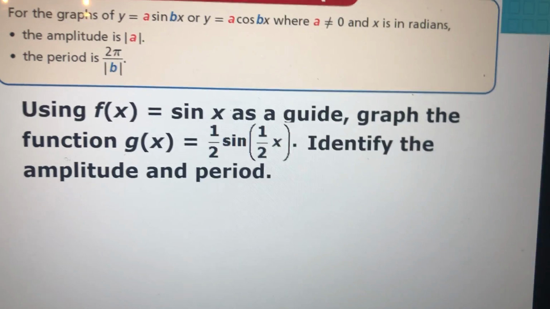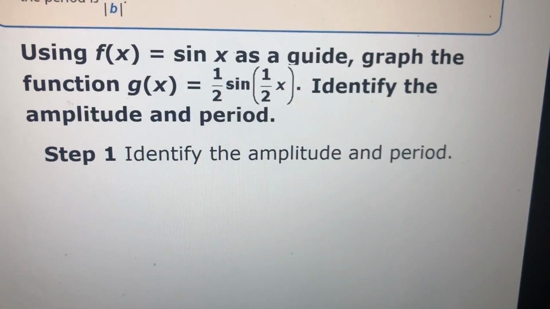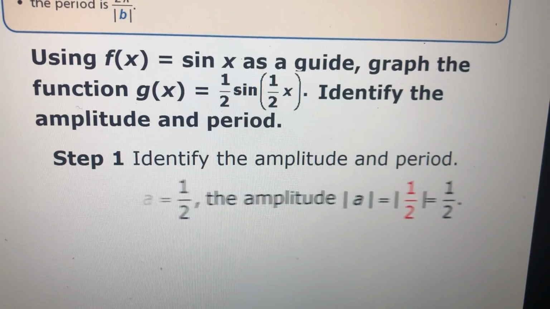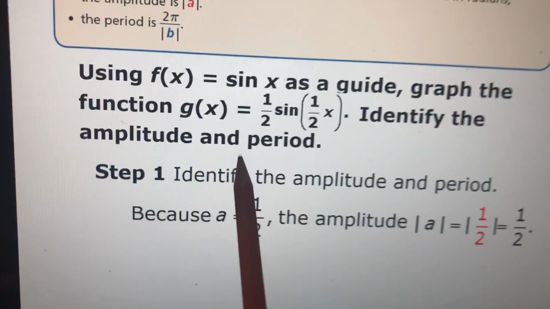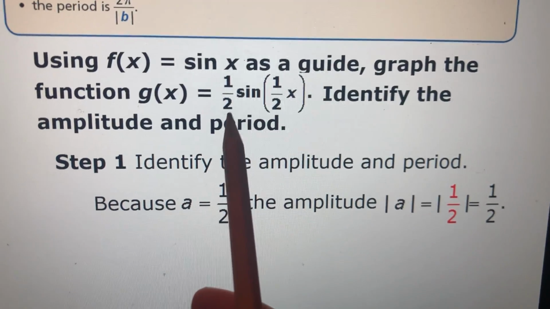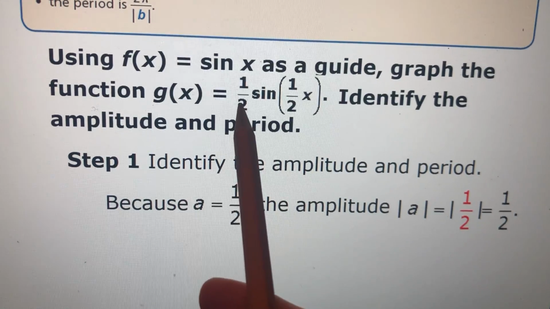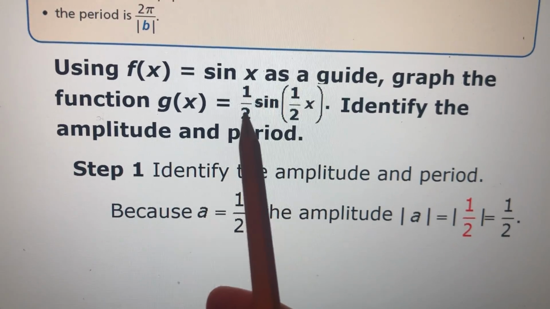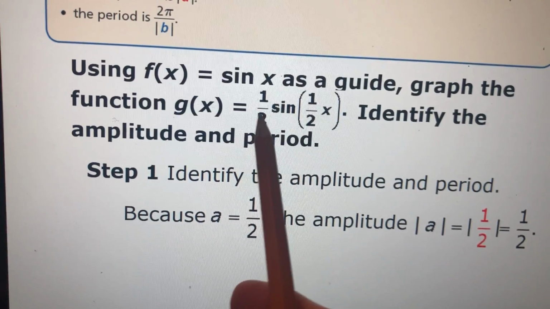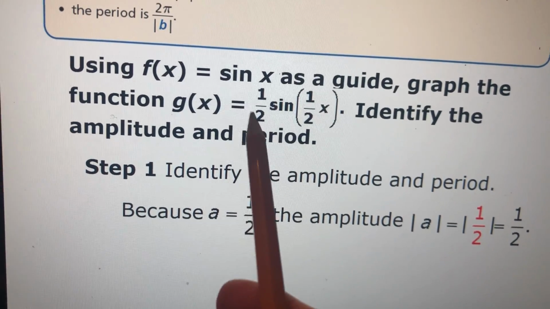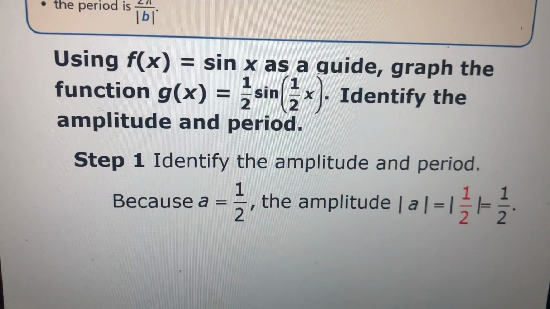Okay, so let's start with amplitude. Amplitude is fairly simple. Because your a is 1/2, the amplitude is the absolute value. So whether it's positive or negative, if this were negative 1/2, the amplitude is still going to be 1/2, because it's absolute value. That means this graph is going to go up to 1/2 and down to negative 1/2, and it's going to bounce between that. I'll show you the graph in a second.